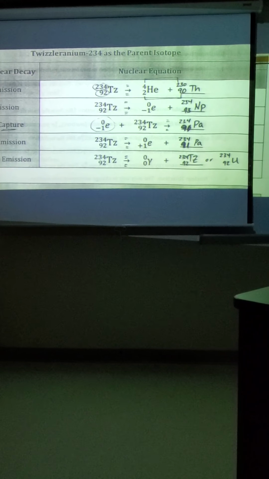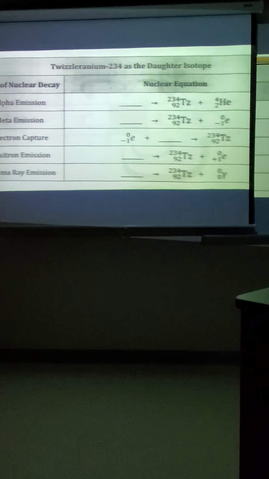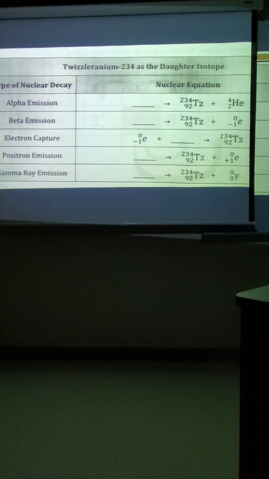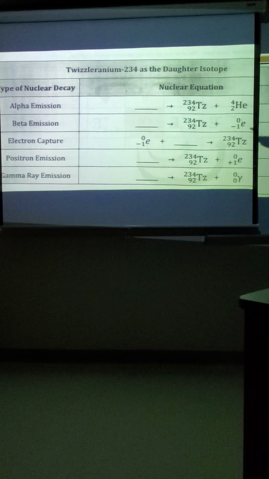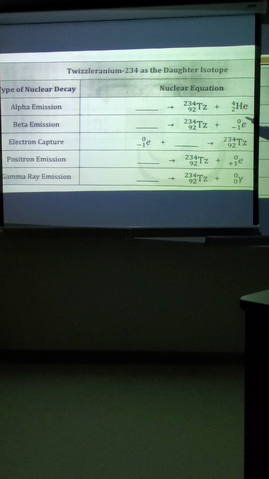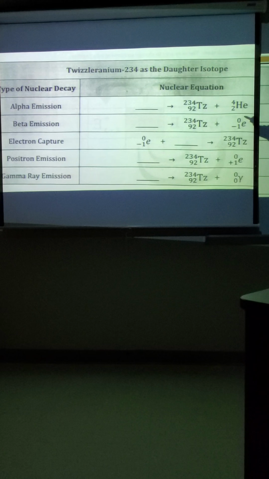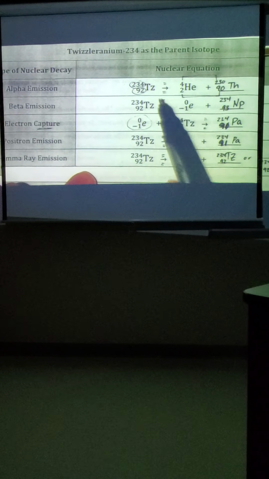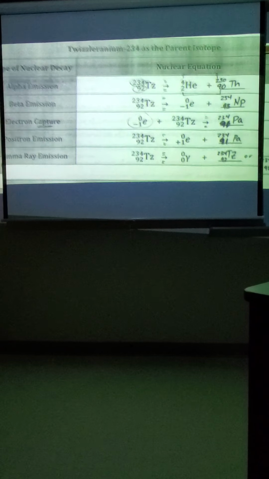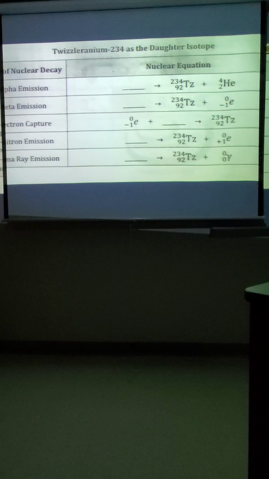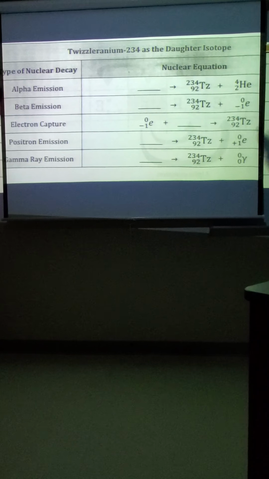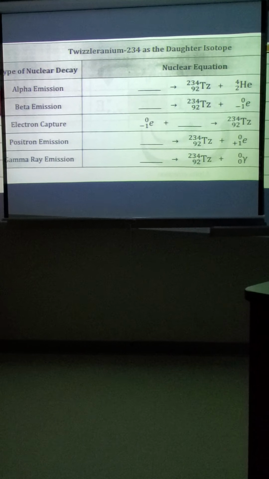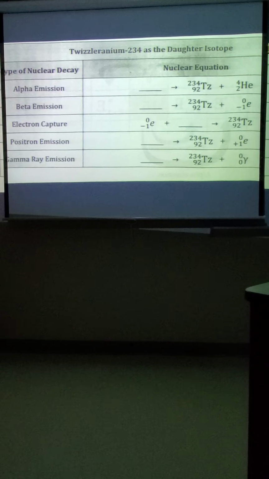So I'm going to pause for a minute, let you try this next section. But keep in mind what the major difference is between this section and the top section. Now Twizzleranium is the daughter. Parents come first, that's what we saw up here. So we were using Twizzleranium as the parent in front of the arrow. Now we see Twizzleranium or uranium, doesn't really matter, as the daughter. So take a minute and try these now.